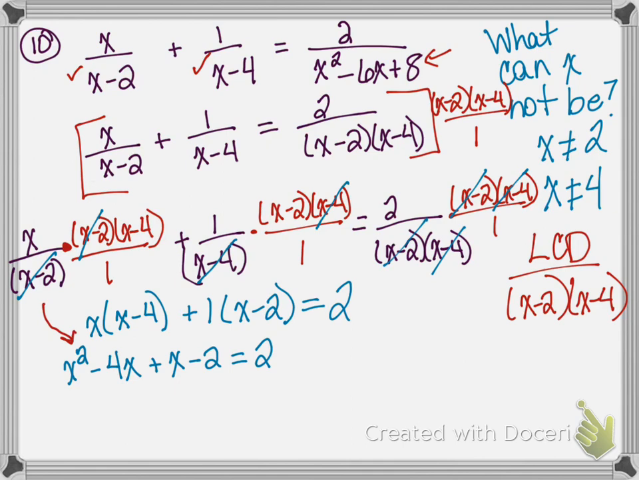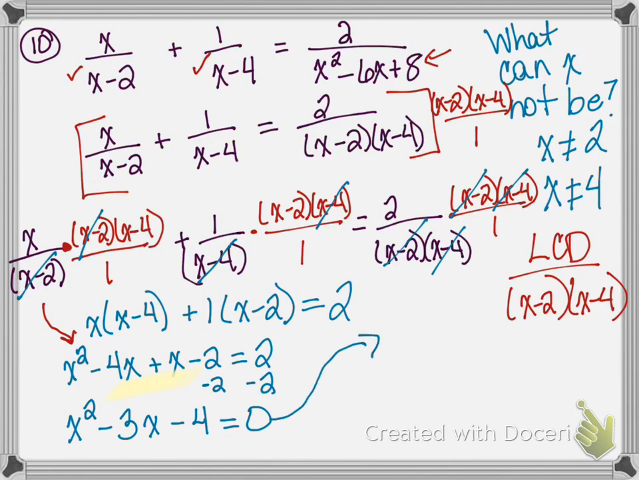How do I solve a quadratic? What do I set it equal to? 0, and then I factor. So my first step is going to be to subtract 2 from both sides. Then I'm also going to combine these two right here. I missed that. We need to combine those. So I have x squared minus 3x minus 4 equals 0.